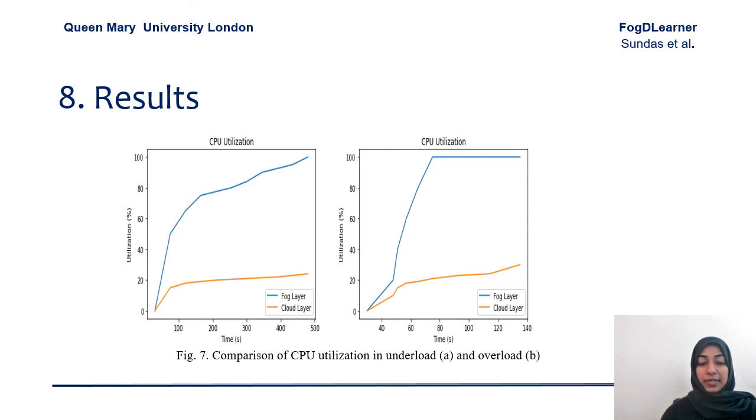Figure 7a and 7b compare CPU utilization using FogDLearner and the cloud-only approach for underload and overload scenarios. We observe that in an overload scenario, CPU utilization reaches 100% faster in the case of the Fog approach, while cloud scales better in the overload scenario. We also observed that the Fog reached 100% CPU utilization faster in the overload scenario, as we expected.